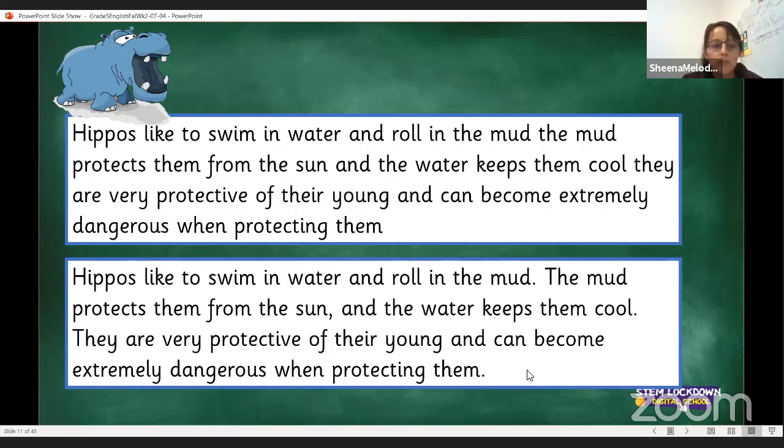Okay. The mud protects them from the sun and the water keeps them cool. They are very protective of their young and can become extremely dangerous when protecting them. Where have I misread or said a word? Yes? Ma'am, you missed the word by saying protective, or did I say it wrong?